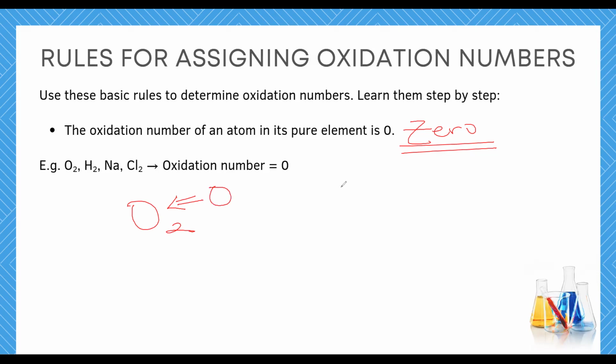So if I write out an element, say hydrogen, for instance, H2, this is the hydrogen molecule. Automatically, the oxidation number is 0. Same thing applies to sodium, Na. You can see there are no oxidation numbers identified anywhere, whether by writing a plus or a minus. So whenever you see this, you automatically conclude that the oxidation number is 0. That is rule number 1. Please do not ever forget that. The oxidation number of an atom in its pure elemental state is 0. Rule number one.